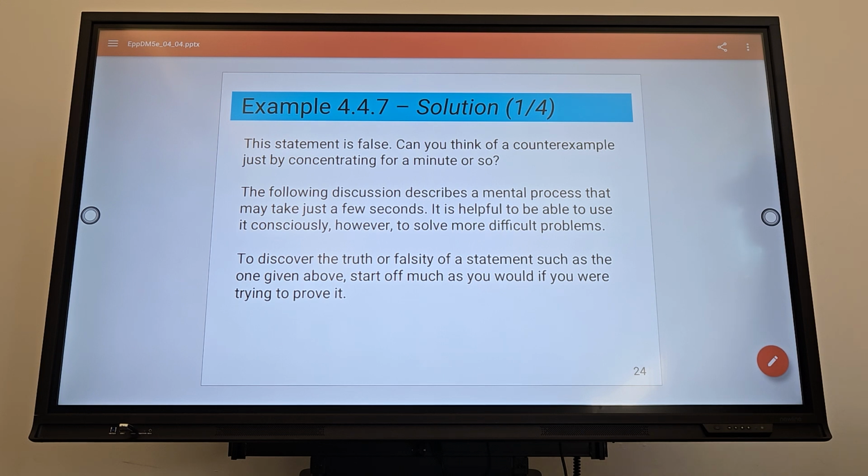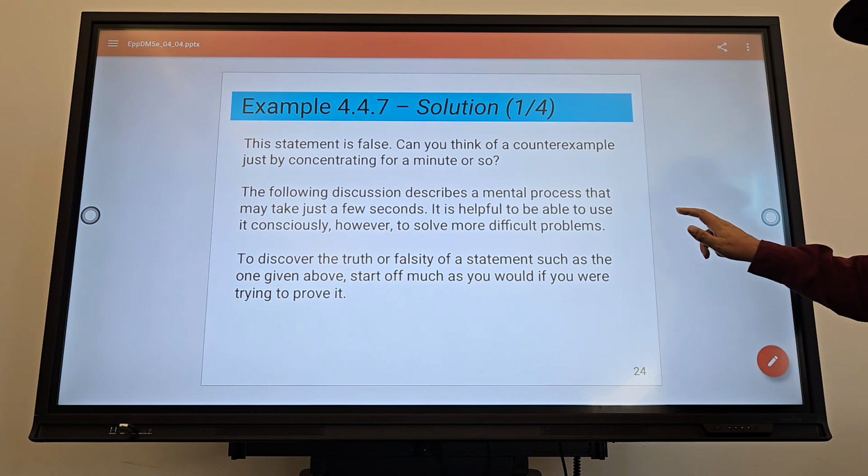The following discussion describes a mental process that may just take a few seconds. It may be useful to use consciously, however, to solve more difficult problems. First off, you would start off as if you were trying to prove that this is true.